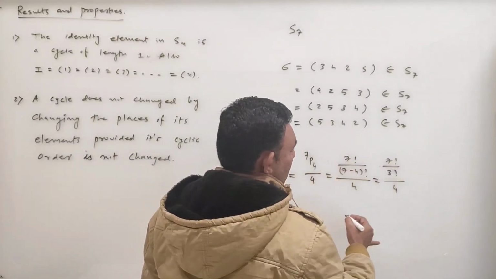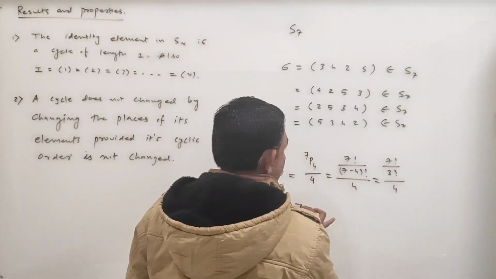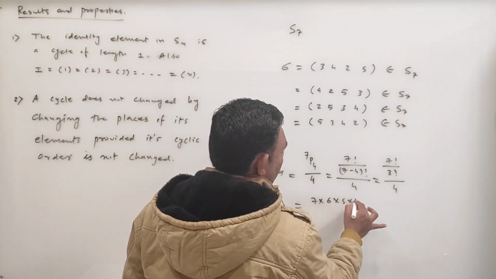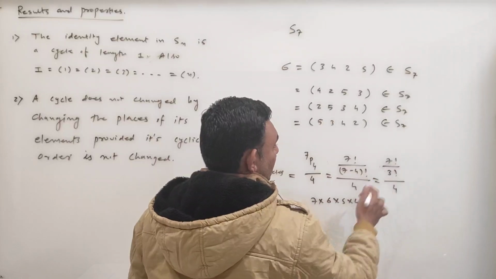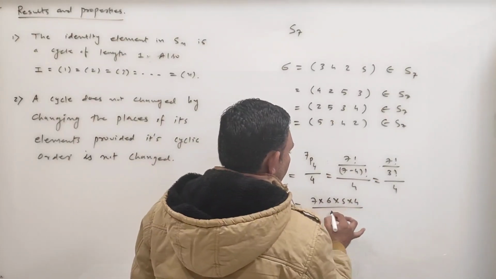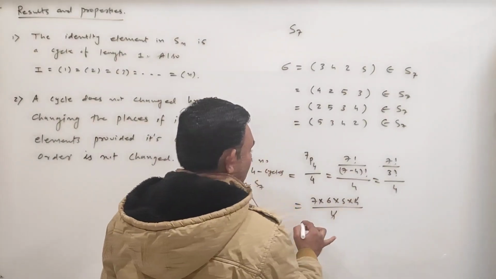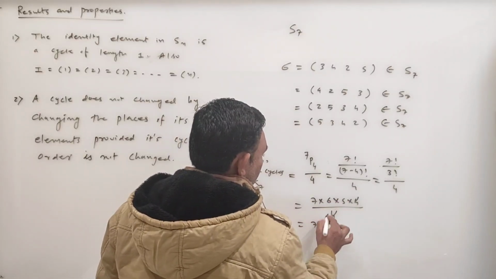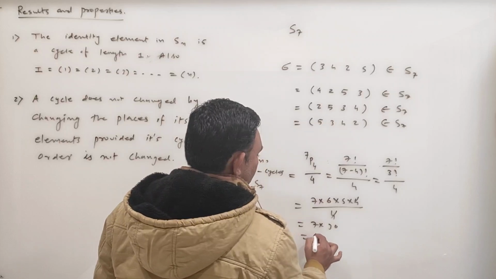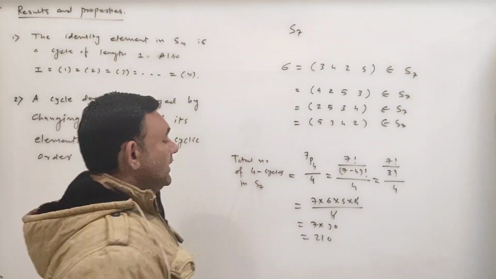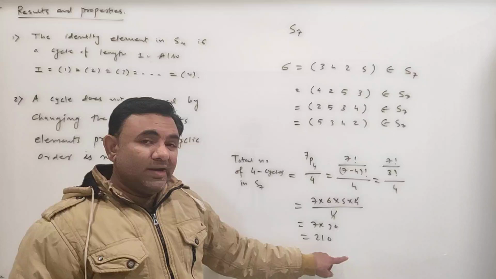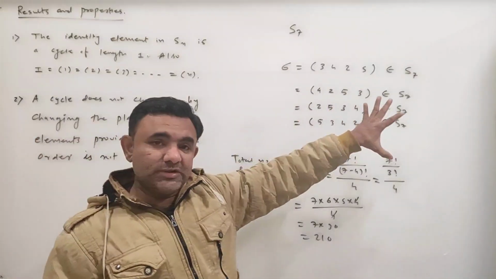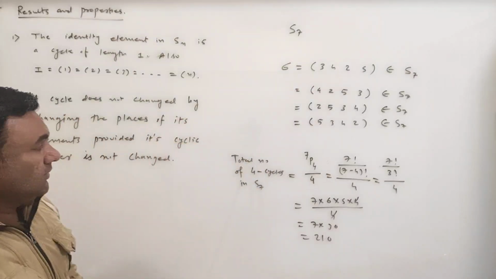So if we try to compute it, then it is what? This will be 7 into 6 into 5 into 4 into 3 factorial will cancel out, and divide by 4. So again 4 cancels. So it is 7 into 30, that is 210. So there are 210 cycles of length 4, or 4 cycles, in S7.